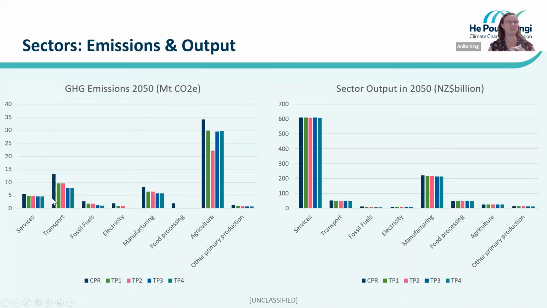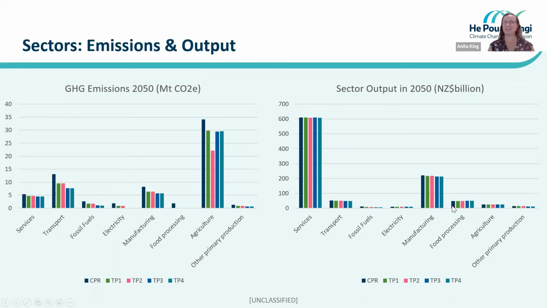The other thing I should note is that I haven't included removals on this graph. So that's why it doesn't look like it reaches net zero, because it only has to get down as far as the removals are balancing it.